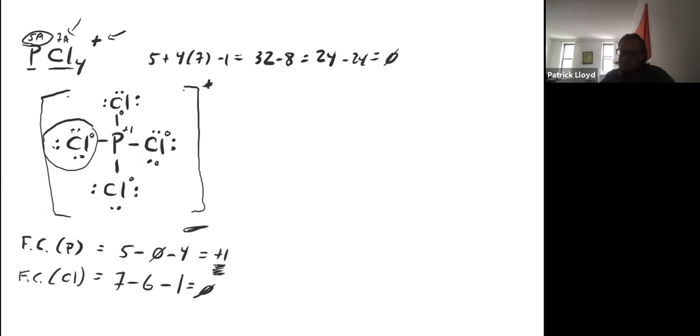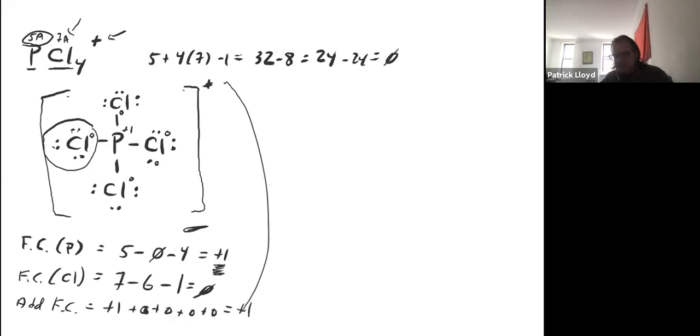So actually, that looks good. Remember what I said just a few moments ago, that if you add up all the formal charges, they should add up to the charge. Here's what you get. +1 for the phosphorus, 0 for each of the chlorines. So you get +1, and that is actually equal to the charge. So you're set there. So I'm just not sure why they say this is a non-octet, one central atom and no exception, okay. It's not an exception to the octet rule.